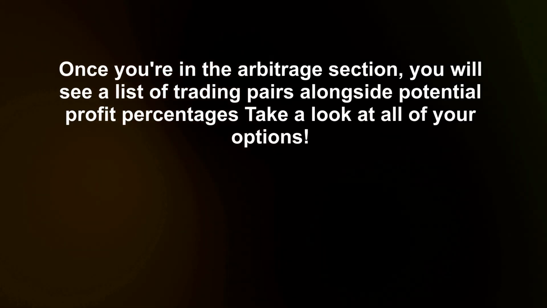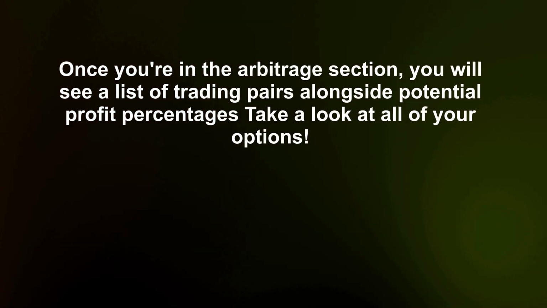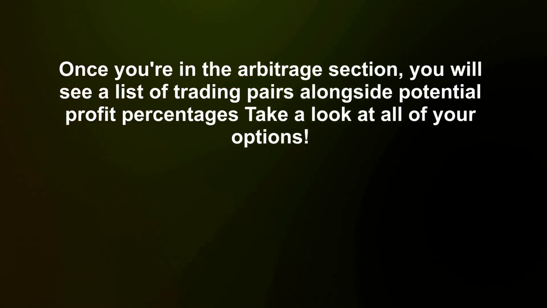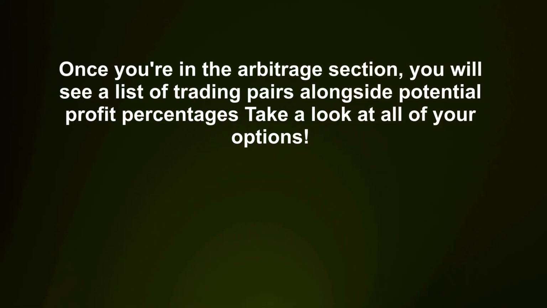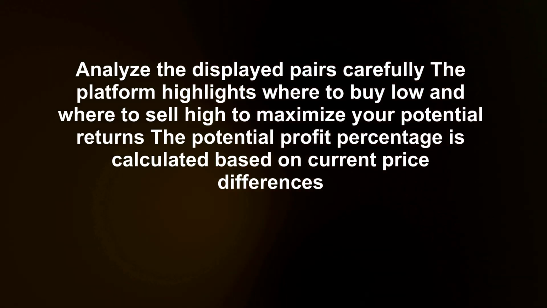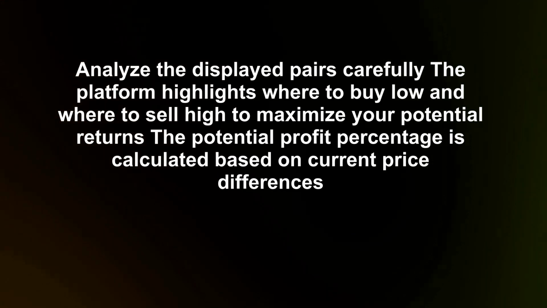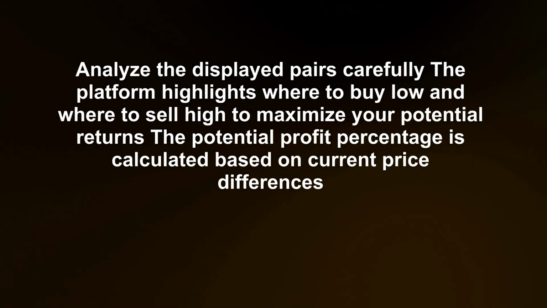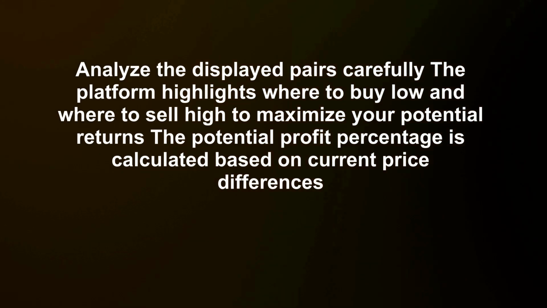Once you're in the arbitrage section, you will see a list of trading pairs alongside potential profit percentages. Take a look at all of your options. Analyze the displayed pairs carefully. The platform highlights where to buy low and where to sell high to maximize your potential returns. The potential profit percentage is calculated based on current price differences.